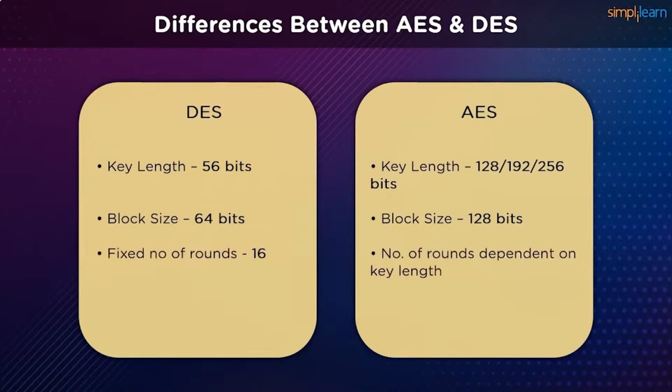The number of rounds in DES is fixed irrespective of the plaintext being used. In AES, the number of rounds depends on the key length that is being used for the particular iteration, thereby providing more randomness and complexity in the algorithm.